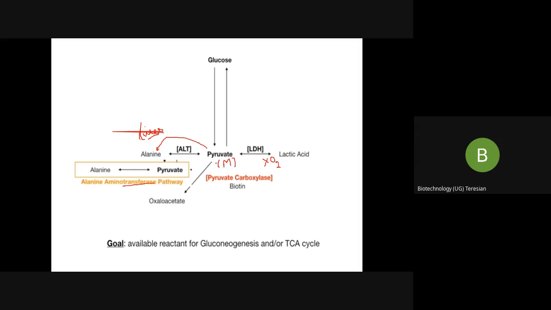Another thing is, pyruvate can get converted into oxaloacetate. This again occurs under aerobic condition. And where does it occur? It occurs in the mitochondria. You all know that oxaloacetate is an intermediate of the TCA cycle.